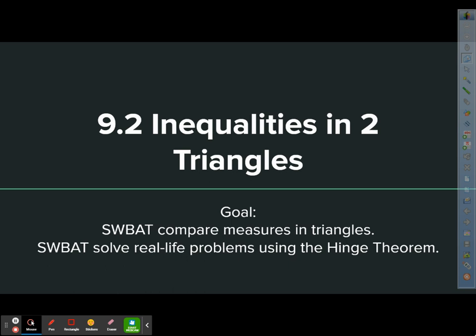Which of these has a greater distance away from the wall? That one or this one? Yeah, that one, because it has a 90-degree angle. This one has a 45, 50-degree angle. So the bigger the angle, the bigger the side. And you can compare two triangles like that. Okay? Alright, let's go back inside.